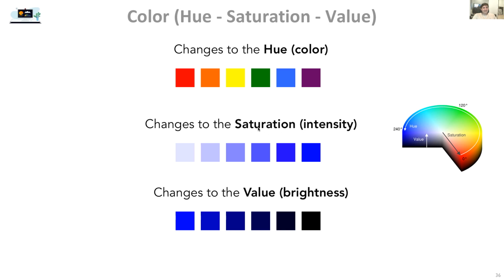Saturation or intensity is the strength or purity of a color. To achieve a different saturation or intensity, we mix the original color with white to make varying degrees of pastel color. These are called tints. Value or brightness, on the other hand, is the lightness or darkness of a color. To get a different value or brightness, we mix the color with black to make varying degrees of brightness. These are called shades.